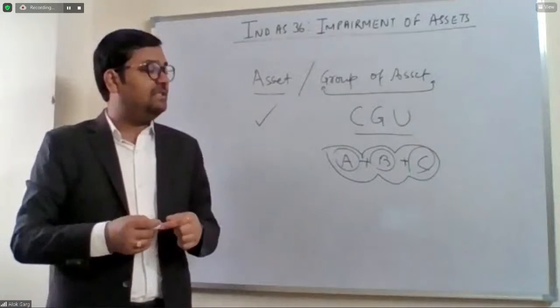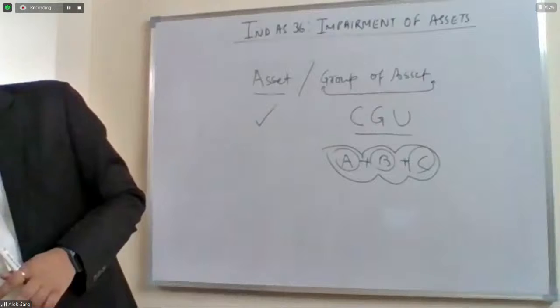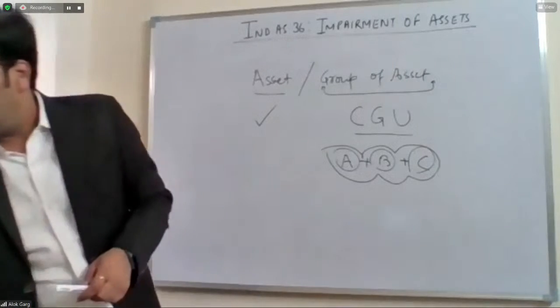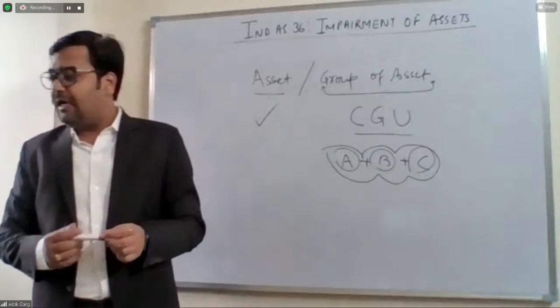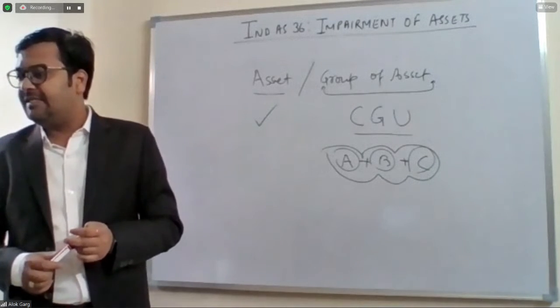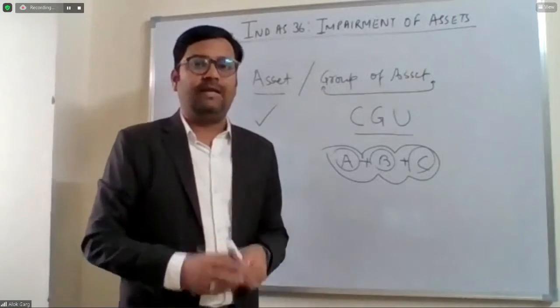Pujita, what is meant by cash generating unit? So Pujita is saying a unit which can independently earn revenue for an entity is a cash generating unit. It can have many assets. Yes, you're right. You're absolutely right.